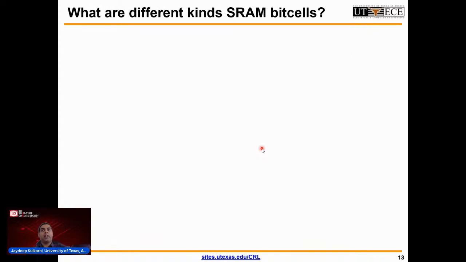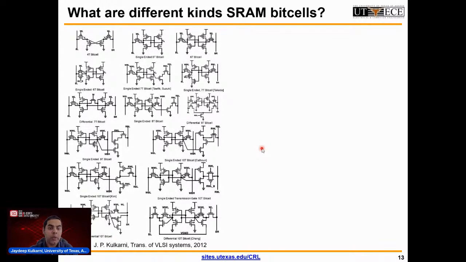So what are the different kinds of SRAM bit cells that are being explored and researched? If you do a literature study, you will find that there are many variants of SRAM bit cells, ranging from 4 transistor designs all the way up to 16 transistor bit cells. Some of them are single-ended operations. Some employ differential mode operation.